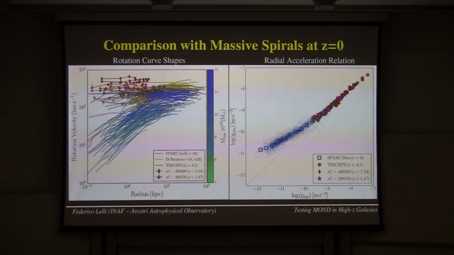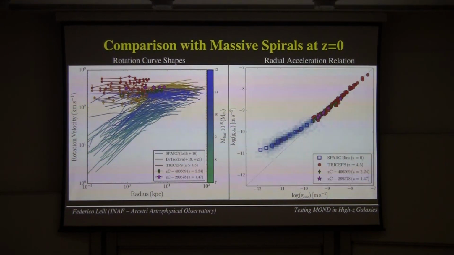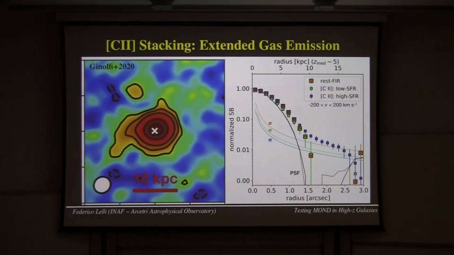So possibly we are picking up the most massive, the progenitors of the most massive disks at redshift 0. And then what you can appreciate on the right panel is the radial acceleration relation. So the blue are the local data, and the red and other symbols are the galaxies that I've discussed so far. So you see that essentially we are close to the 10^-10 acceleration, but not there yet, right? And we would really like to get there. So is there hope? I think there is hope.